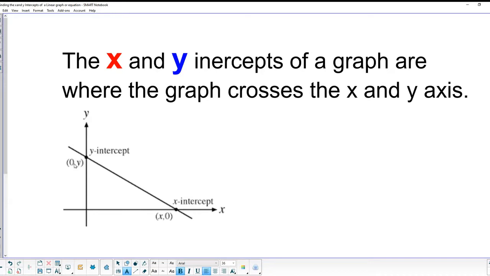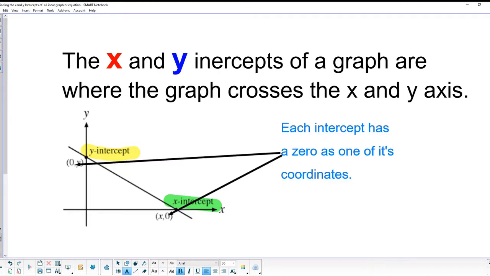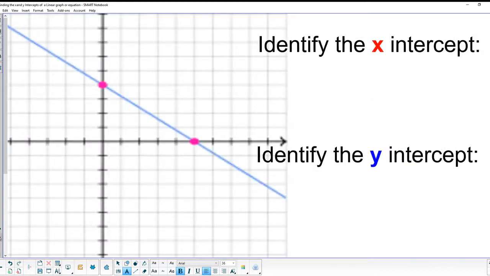One of the coordinates is going to be a 0, and that's going to help us in solving some of these. So again, those are called the x-intercept and the y-intercept. Each intercept has a 0 as one of its coordinates. So let's identify this particular x and y intercept.